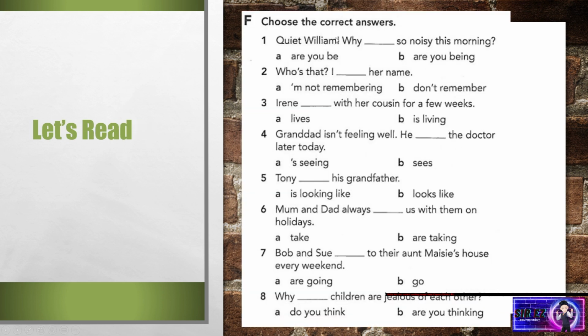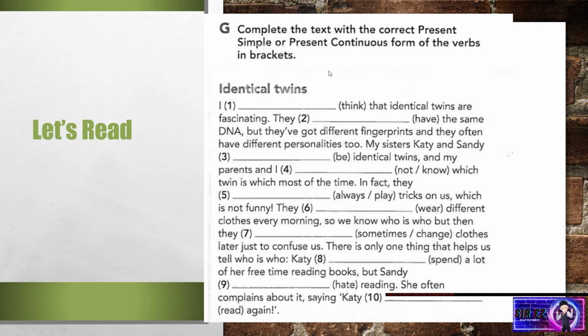Next, choose the correct answers. This is very simple. Quiet William, why so noisy this morning? So dekat sini kebanyakan sama ada jawapan dia berada dalam present tense ataupun present continuous. Okay, simple present ataupun present continuous. Itu sahaja. Next for G, sama juga. Kali ni kamu isi sendiri. Think. Dalam bentuk present continuous ataupun present simple.